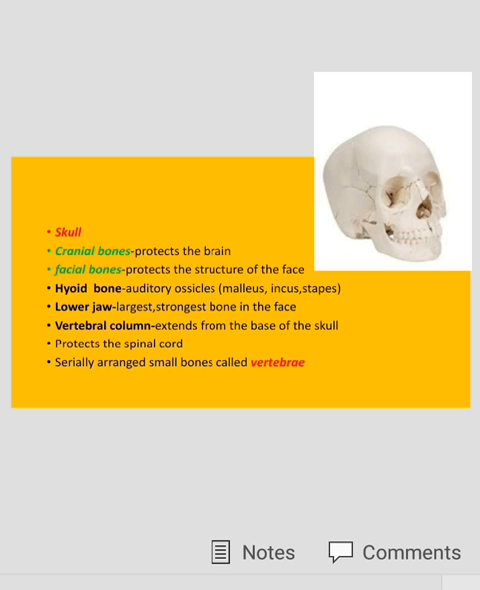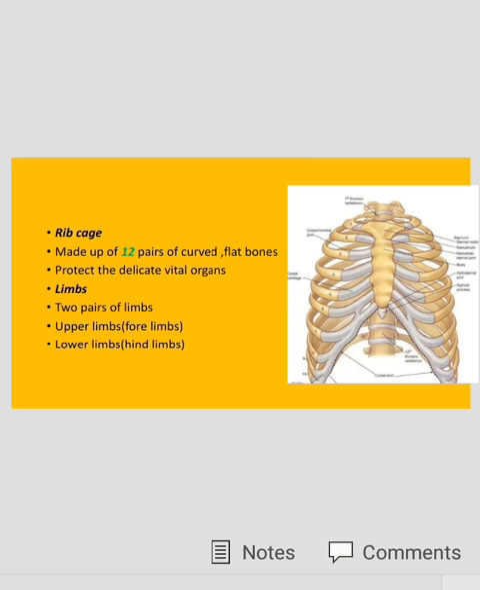Then the vertebral column extends from the base of the skull. It protects the spinal cord, and it is made up of small bones called vertebrae. Next, the rib cage is present in our chest region. There are 12 pairs, and it protects the vital organs present in that area, that is the heart and lungs.